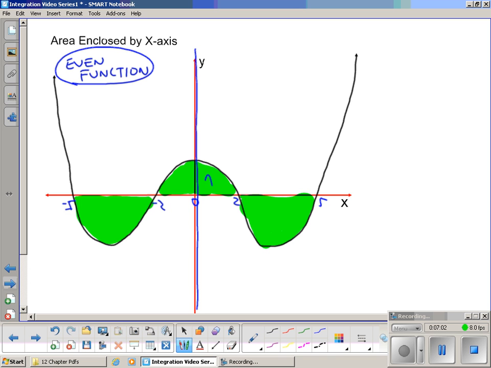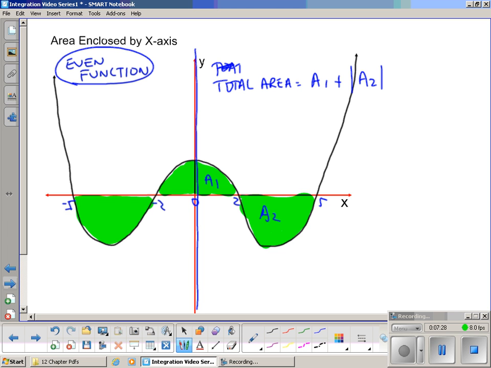So if we're calling that area 1 this time and this area 2, what we'll have to do, because area 2 is underneath the curve, is absolute value that. So the total area here will equal area 1 plus the absolute value of area 2.